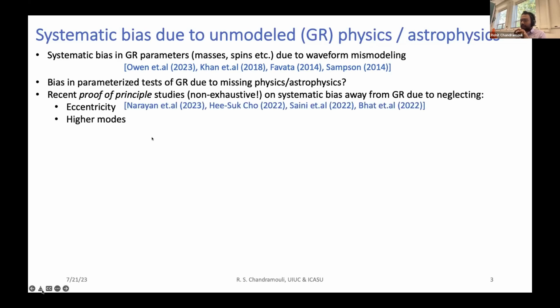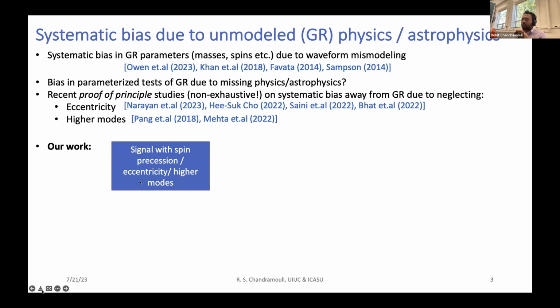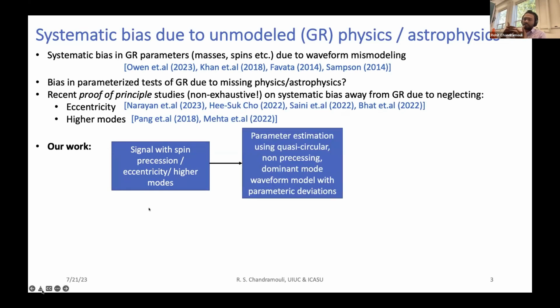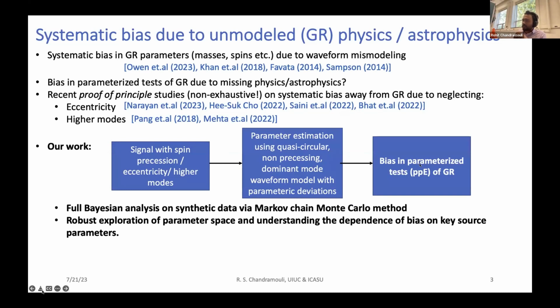And this is similar to other projects that people have done in the last few years, where they've looked at the impact of not including eccentricity or higher modes on the parameterized tests of GR. And our work is going to focus on what happens if you don't include spin precession or eccentricity or higher modes. Essentially what we do is that we inject a signal that has spin precession or eccentricity or higher modes. And then we recover with a signal that doesn't have those effects. So it's a quasi-circular, non-precessing, dominant mode waveform model, but we're going to add parameterized deviations. And we're going to study what happens to the recovery of that parameterized deviation. And this would tell us how missing spin precession or eccentricity or higher modes impacts such parameterized tests.